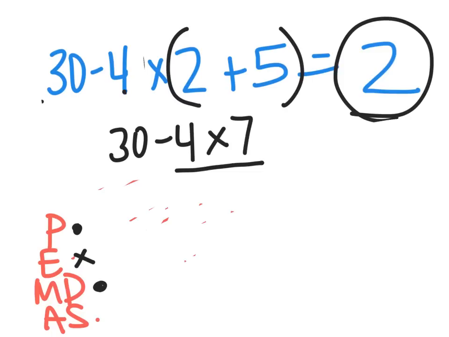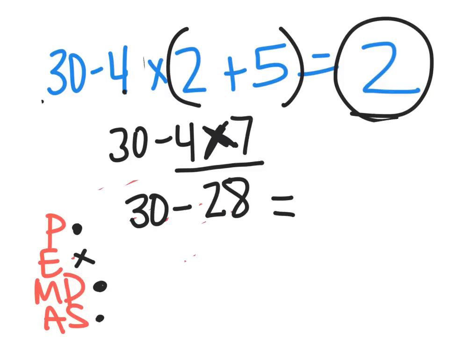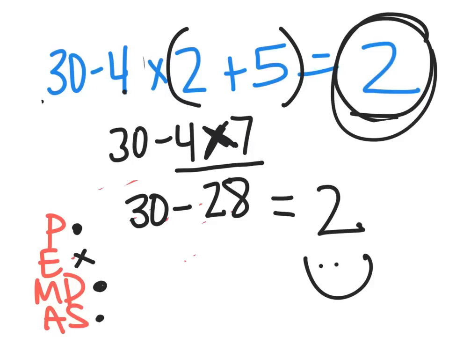So I'm going to look right next to this multiplication sign and see what numbers I have. 4 times 7, so that's 28. Now I can do addition or subtraction. And 30 minus 28 is 2. So I finally got my parentheses in the right spot to give me this answer of 2.